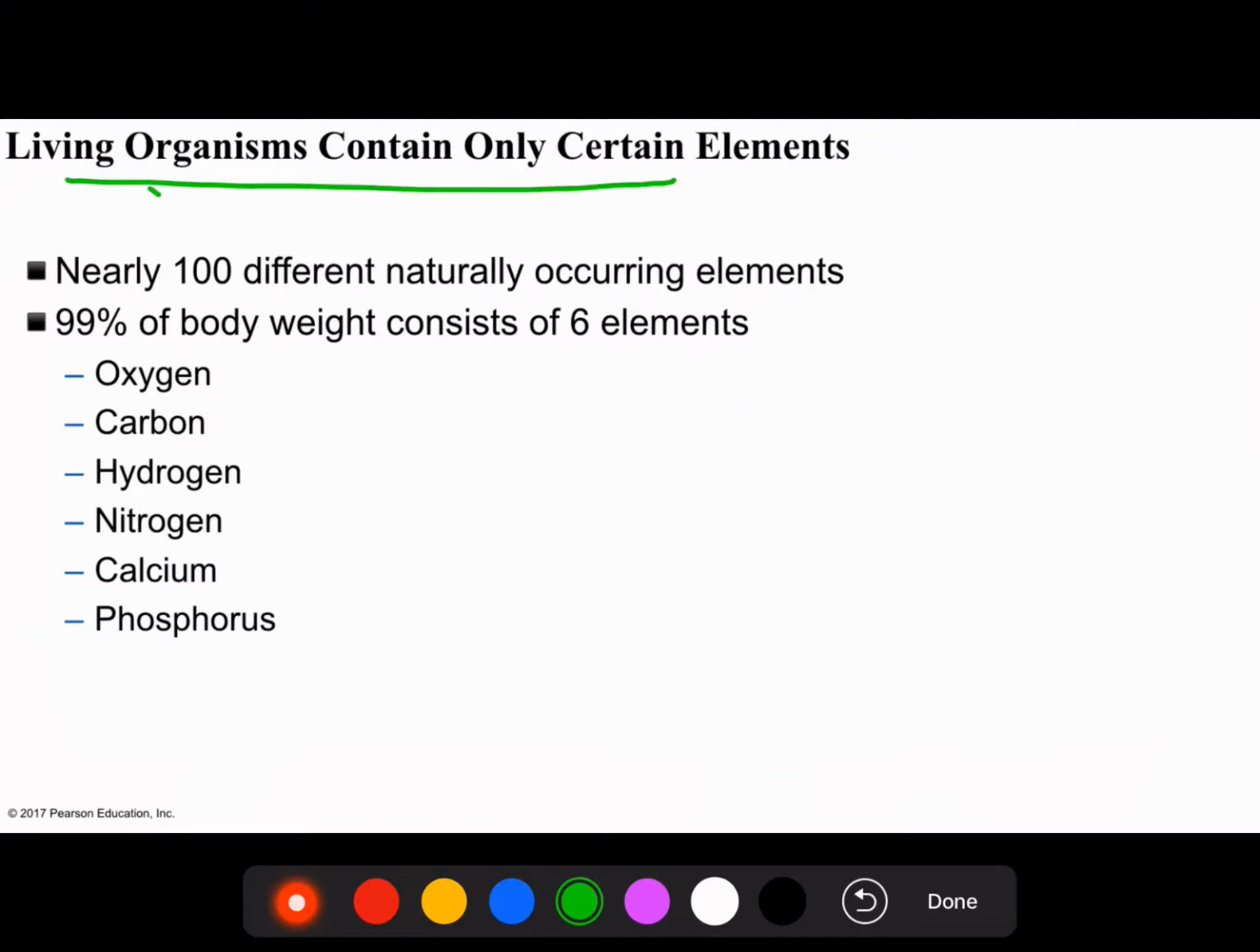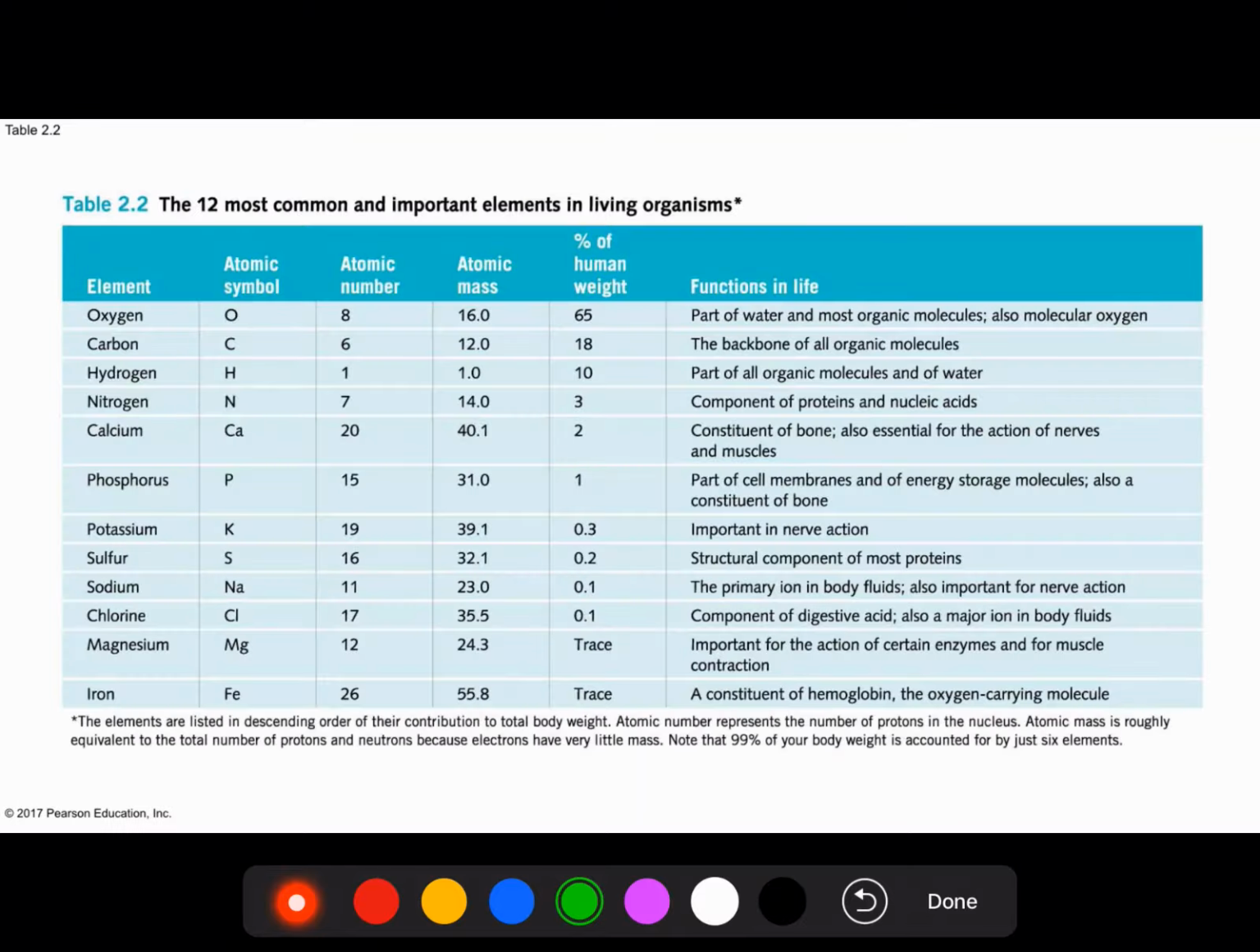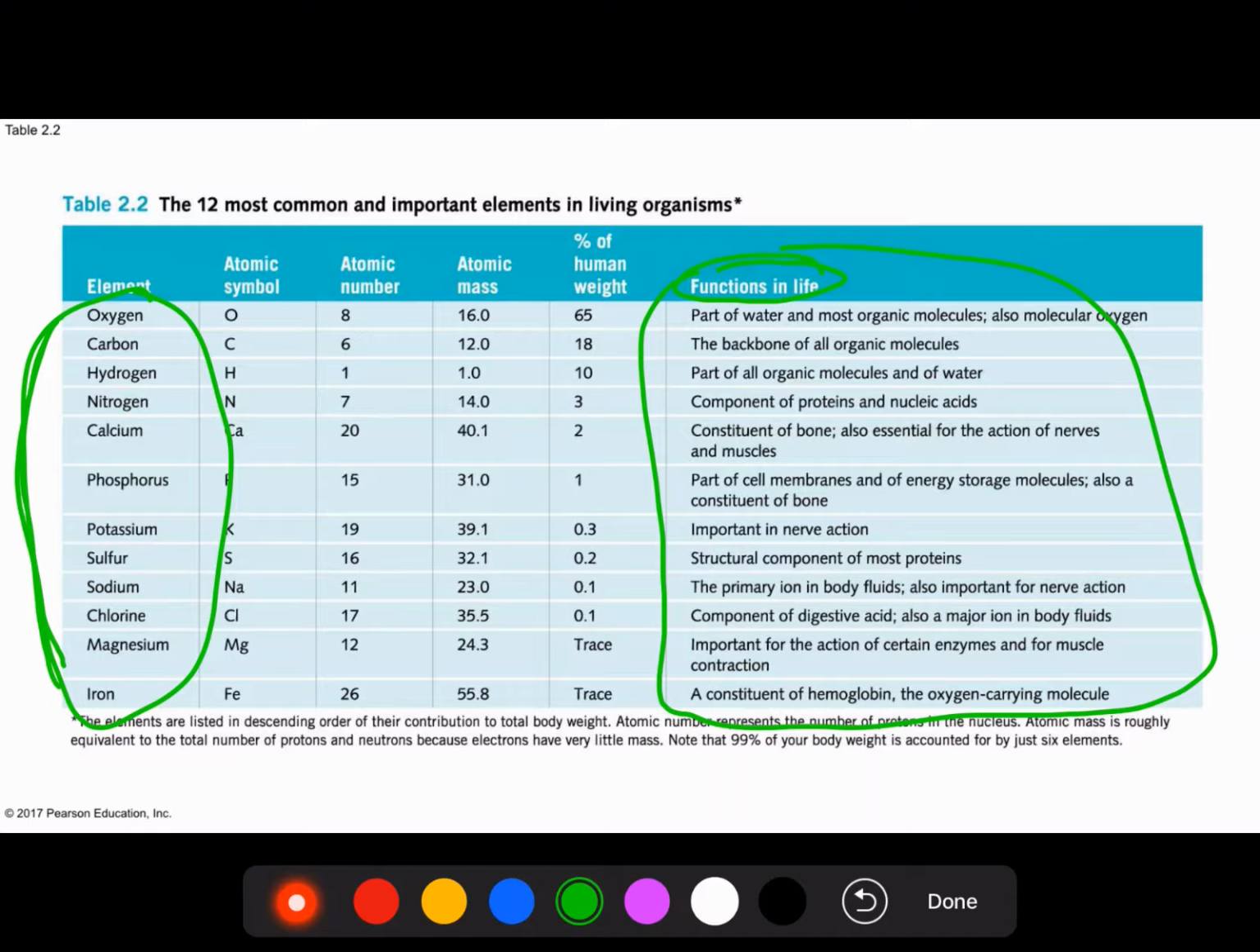Now for our body, living organisms contain only certain elements. We have six major elements that form 99% of our body, but these are not all. Yes, these are the most abundant, but we have another 12 elements, and all of these 12 are important. They have functions related to life. So just take a look at them and get a general idea about their functions. And of course you need to know their symbols, or at least the basic ones, the first ones. We might talk about this more in the lab. But anyway, this is an overview of these atoms and their functions in life.